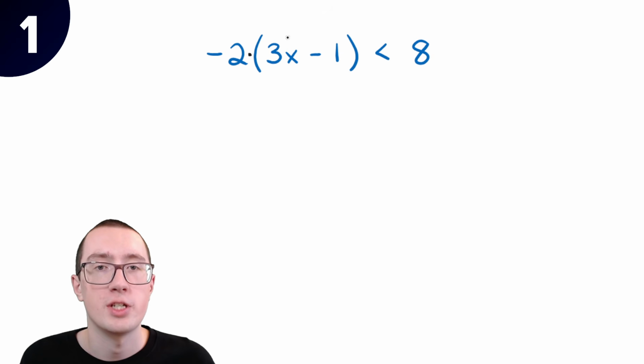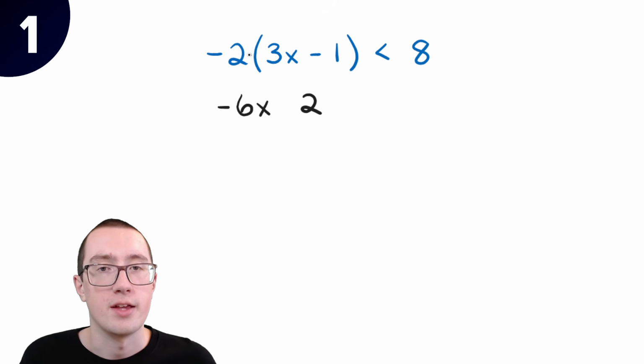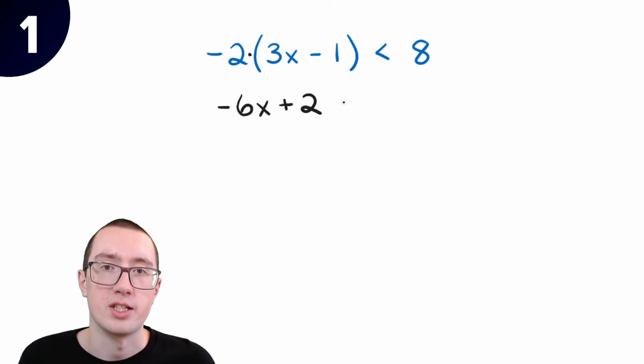So -2 times 3x, well, 2 times 3 is 6. And then we have one minus sign, so the minus sign stays. And then the x is going to stay as well. And then here we have -2 times -1. 2 times 1 is 2. And then two negatives make a positive. So this is going to be +2. And then on the right side, we're going to leave everything else the same. The sign's going to stay the same, and the 8 is going to stay the same.